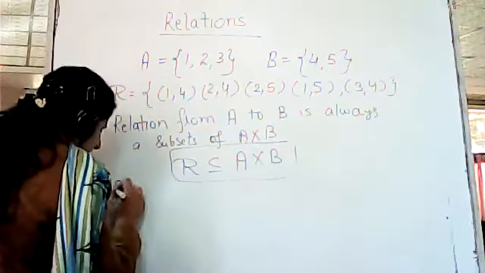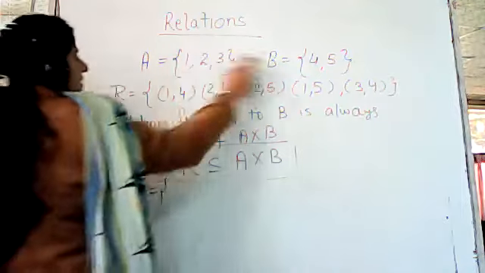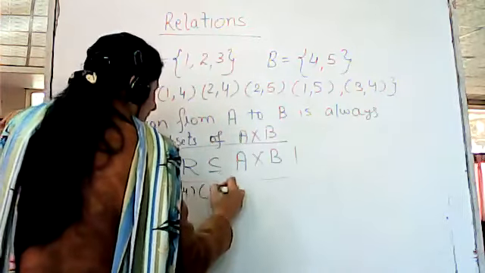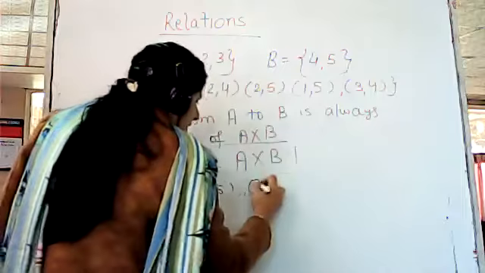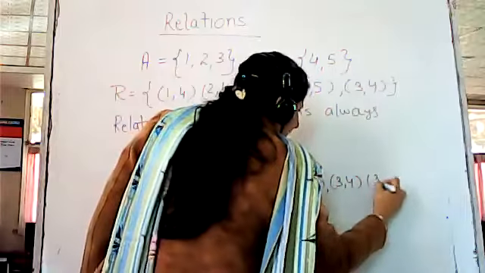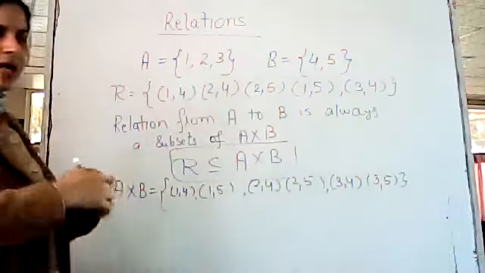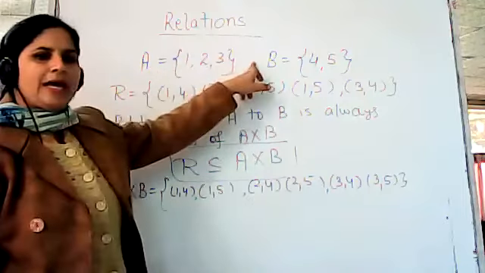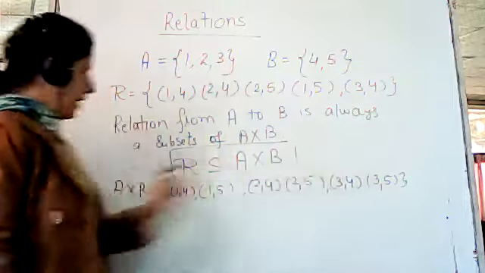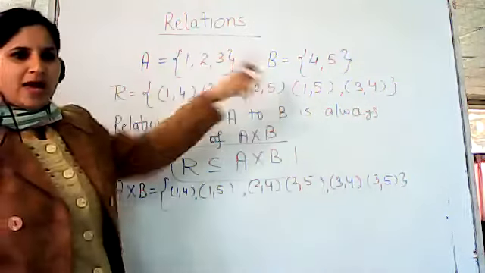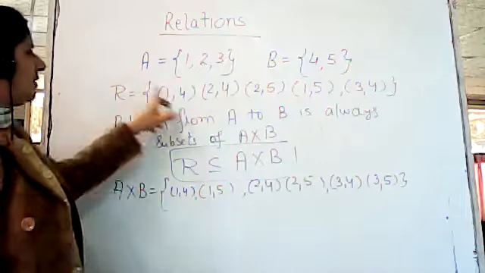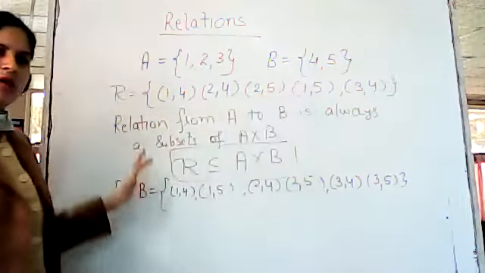For example, if I talk about the Cartesian product of these two sets, then what will be the ordered pairs? The ordered pairs are (1, 4), (1, 5), (2, 4), (2, 5), (3, 4) and (3, 5). This is the Cartesian product of the set A and set B. These are all the possible ordered pairs in the Cartesian product of these two sets. And what is the relation? It is basically a subset of A cross B.